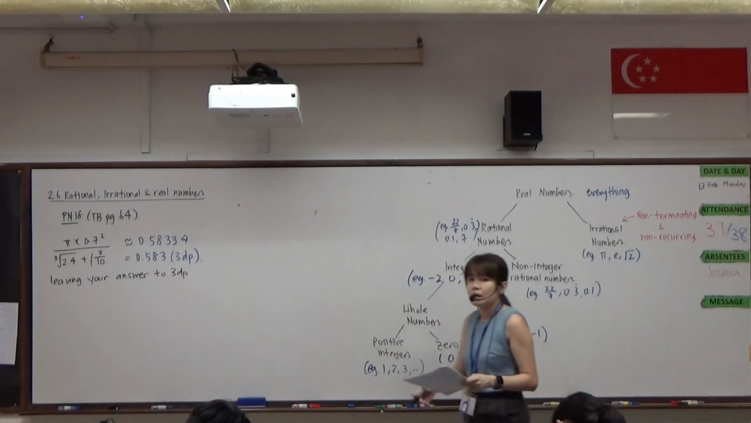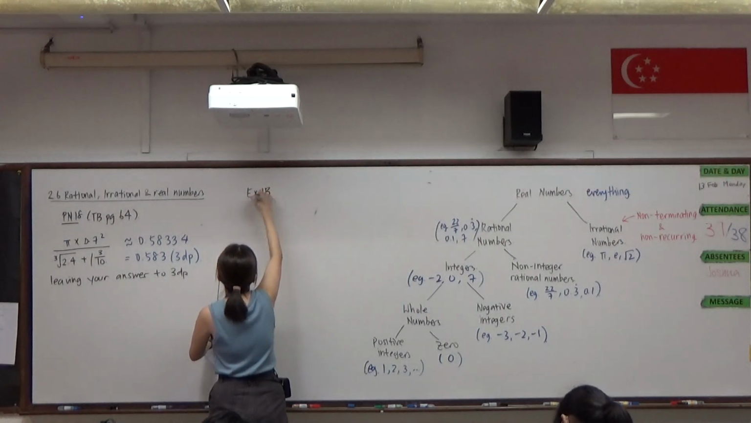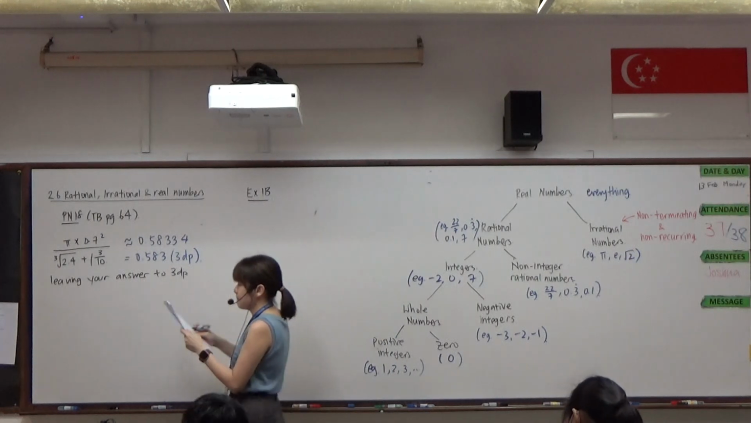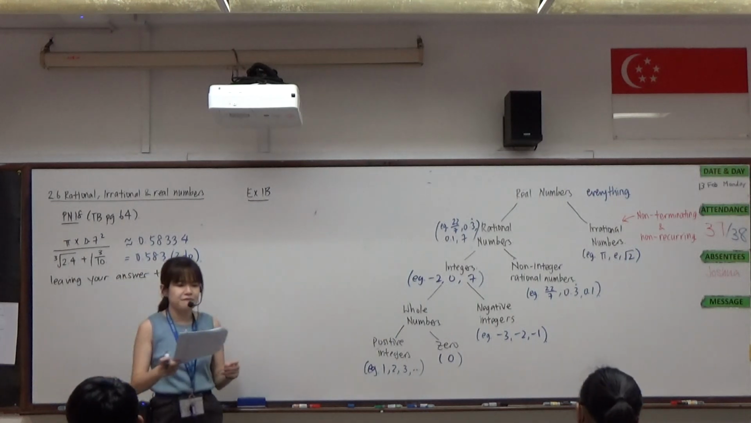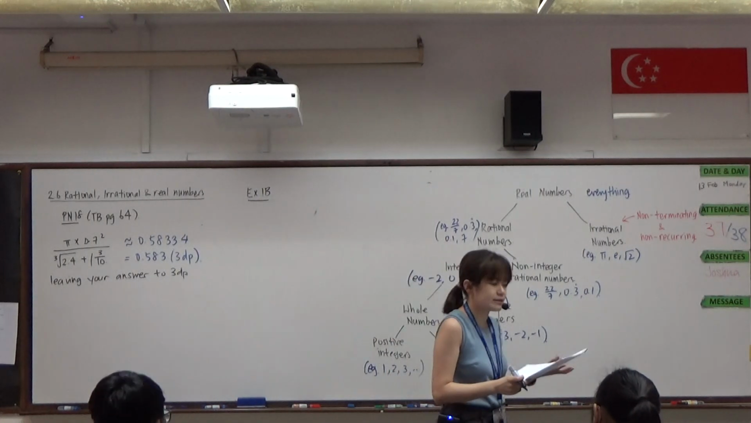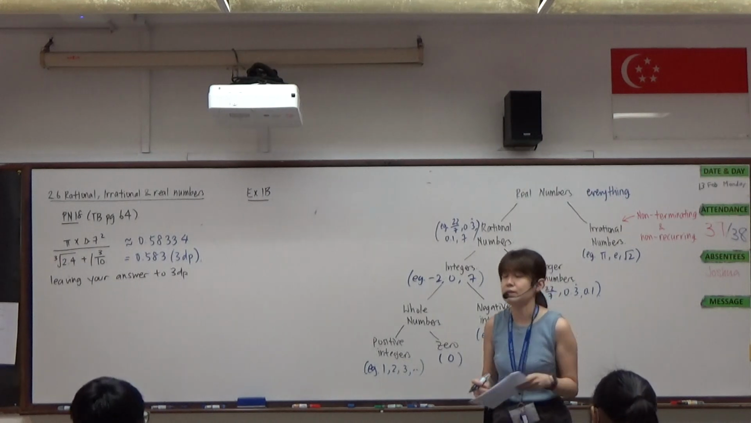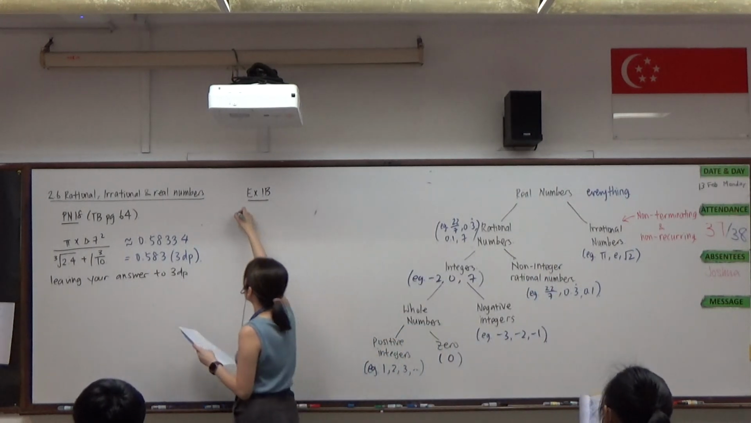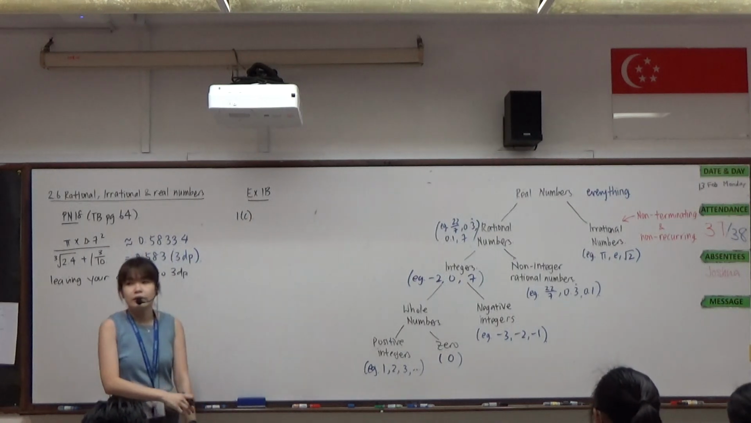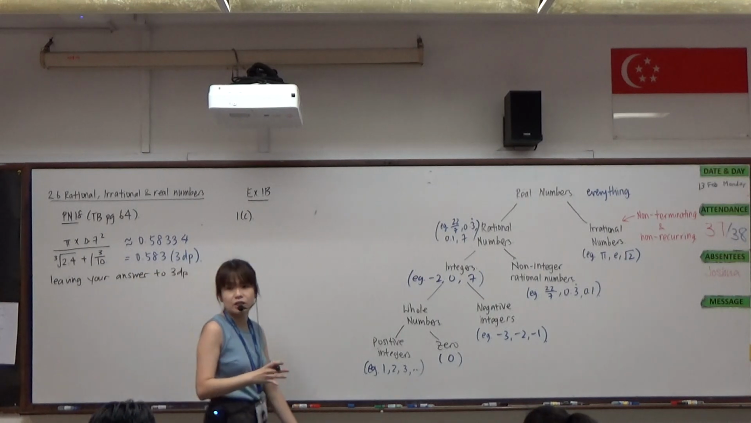Can we all take a look at exercise 1B? I really just want to emphasize about presentation. Some of you are still not quite getting the idea about square root using prime factorization. So looking at question 1C, if you don't have it, never mind, you just pay attention.